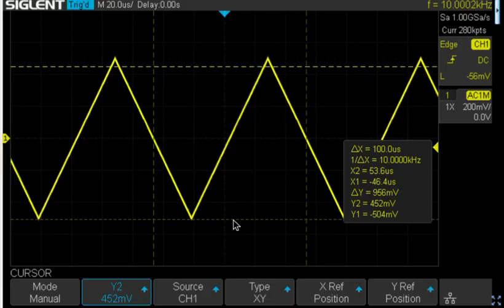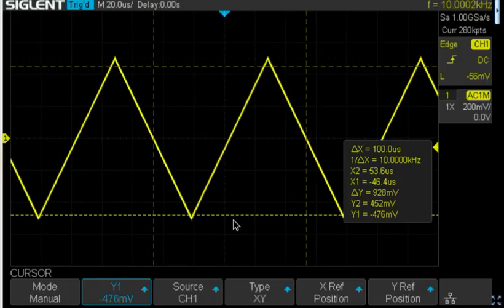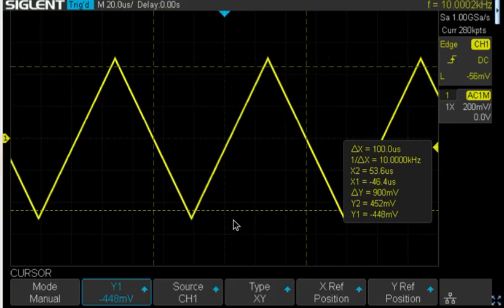Now let's move this one. So now I have to select it. Okay. All right, and let's move this one up to the minus 450 millivolts. And even on the best function generators, the upper and lower peaks are very rarely exactly symmetrical, but it's always going to be very close.